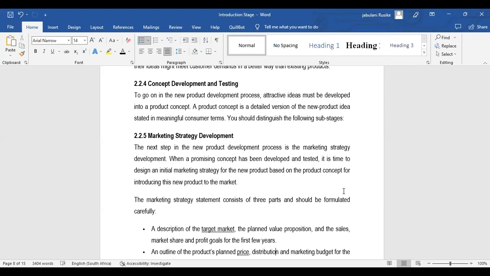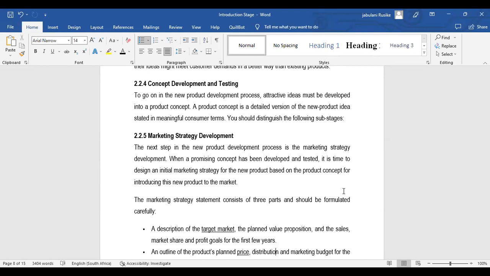And then there's also the place strategy. This is something to do with convenience. How convenient is your product to the customers? Where are the customers going to get your product? These are some of the things that you'll be looking at when you are at the marketing strategy development.